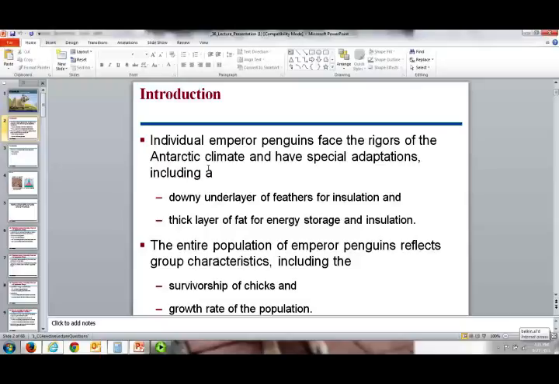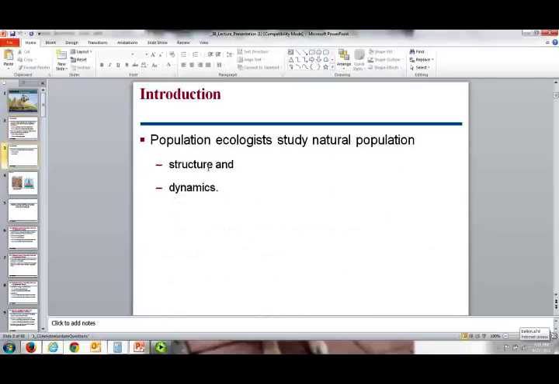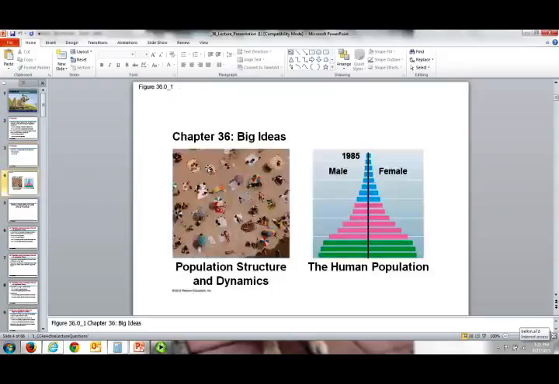The entire population of the emperor penguins is going to reflect these group characteristics, and that includes survivorship of the chicks and the growth rate of the population. So population ecologists study the natural population. They look at the population structure and dynamics. A lot of what will be done is looking at graphs and diagrams to help understand population structure and dynamics over time.